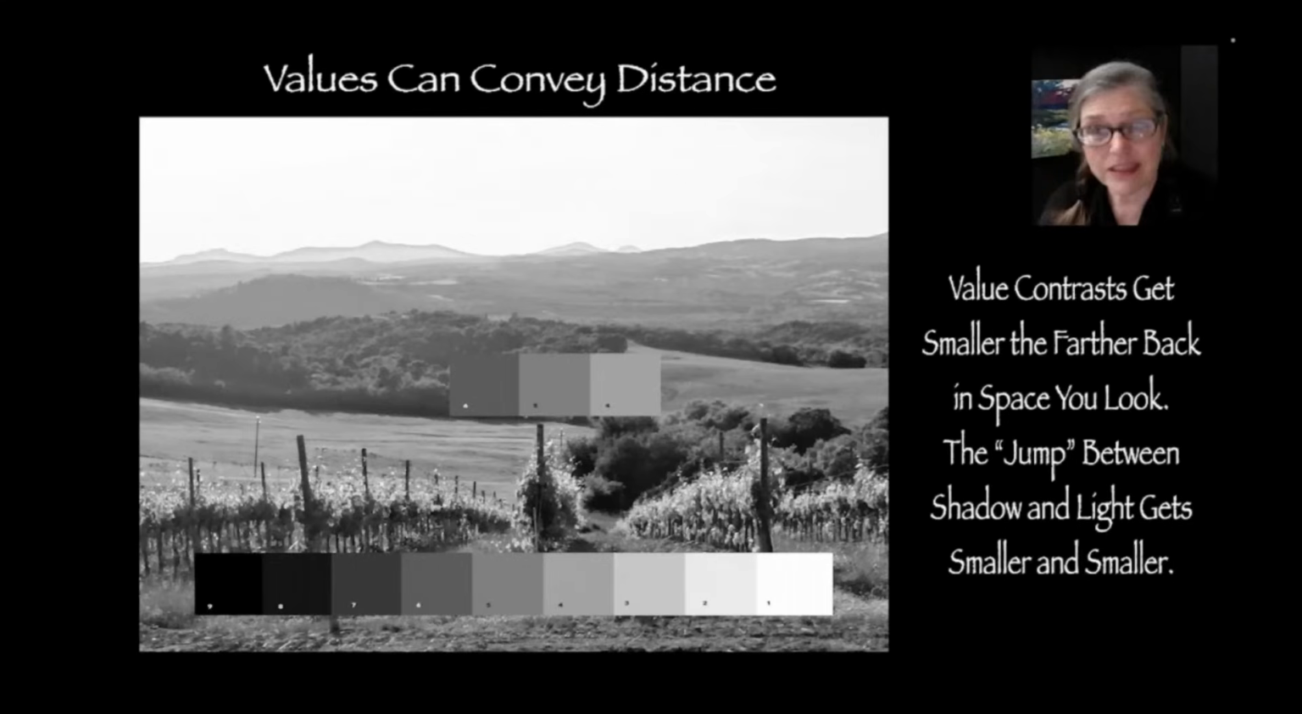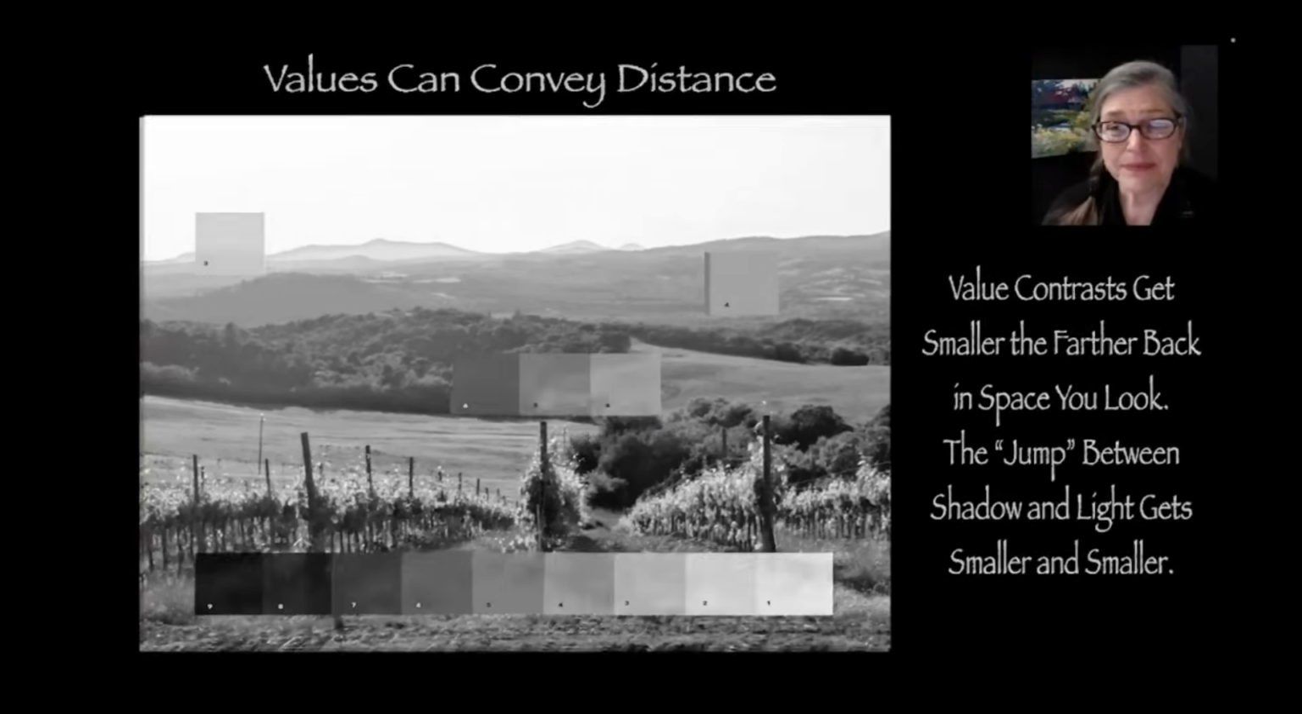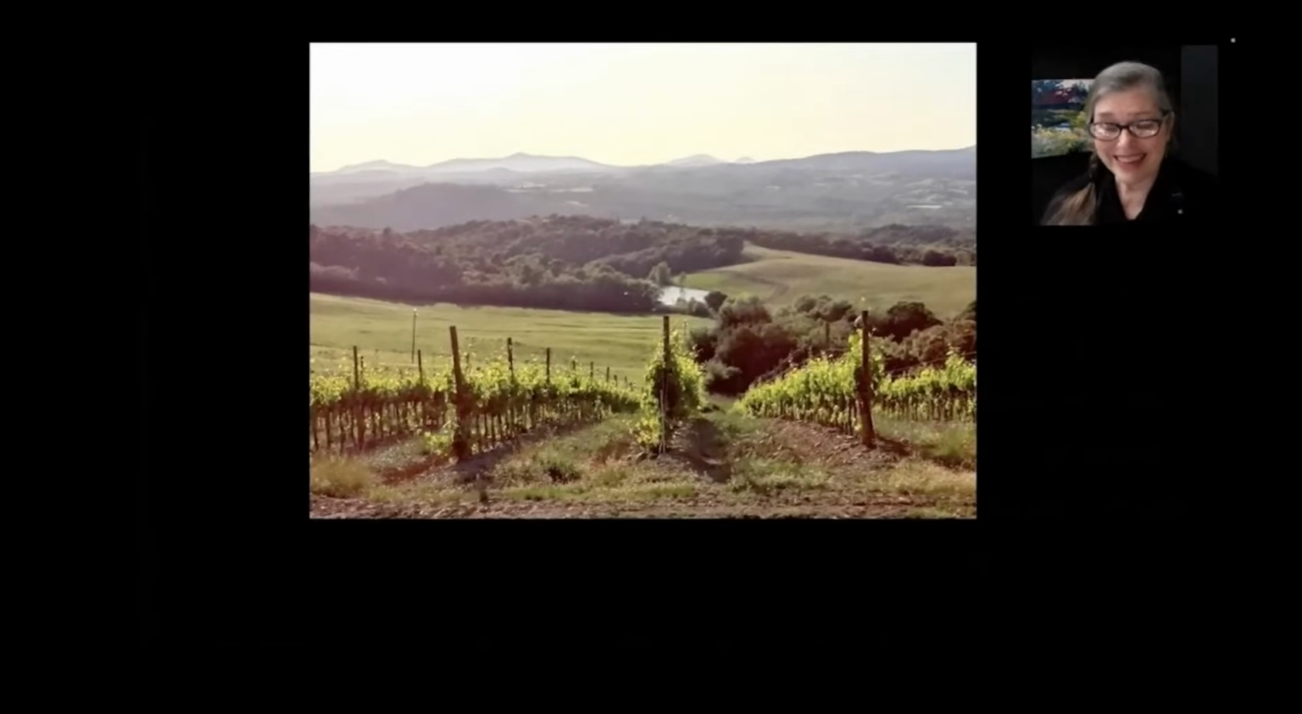In the midground, that value jump becomes much smaller. In the background, you have an even smaller value jump, maybe just one value space away. And in the far distance, there is no jump at all or very little noticeable jump. The value jump, meaning the jump between light and dark, gets closer and closer together the farther into the distance you get. Aren't values amazing?